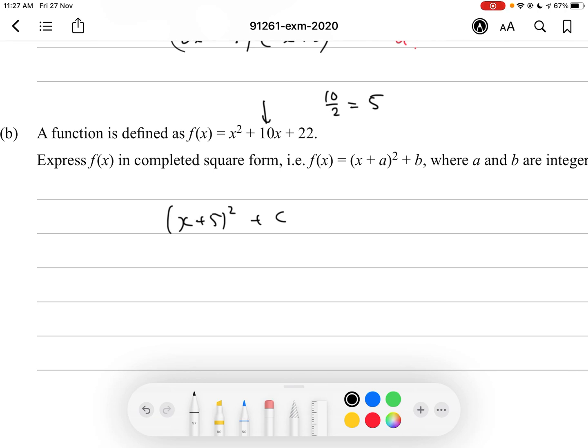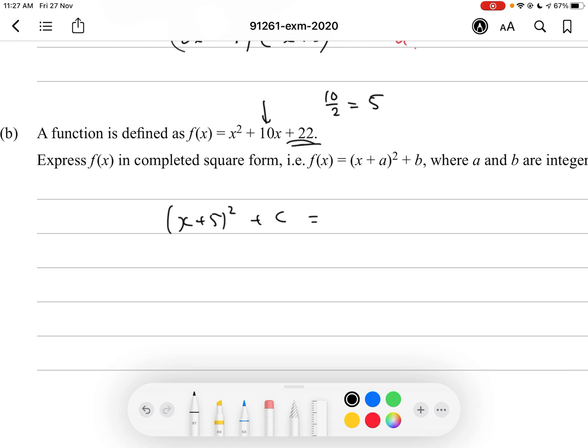Because as you can see here, x plus 5 squared is going to give us x squared plus 2 times 5x, which is our 10x here. And then we're going to get plus 25. However, this is only a plus 22. So when we add 25 and we only want 22, we're going to have to subtract 3 away. So therefore, our c value in this case is actually negative 3.